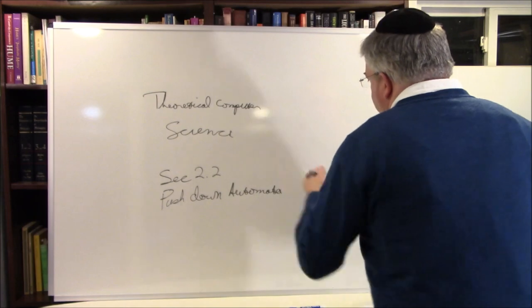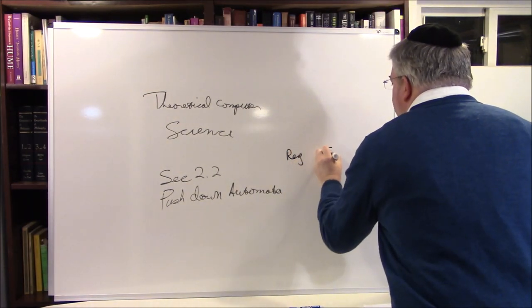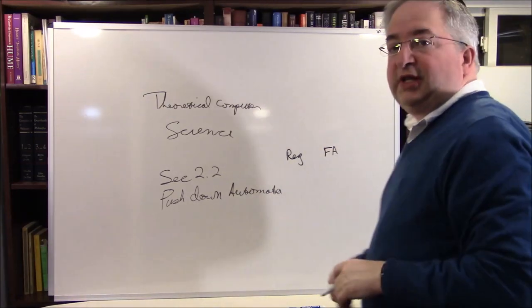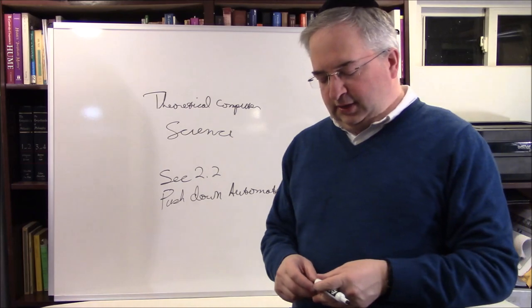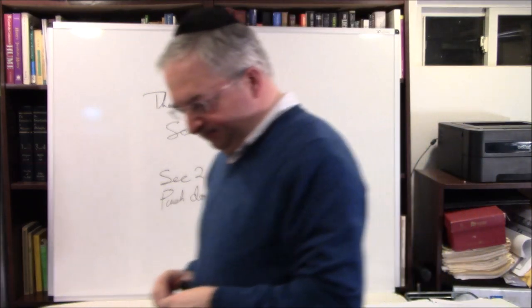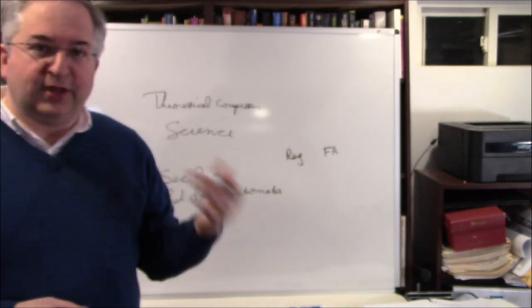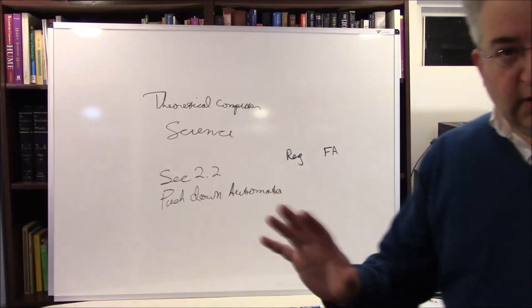For regular languages, we had finite automatons. And we saw there's lots of different types of finite automatons. There's with epsilon moves, without epsilon moves. There's deterministic, there's non-deterministic. It doesn't matter.